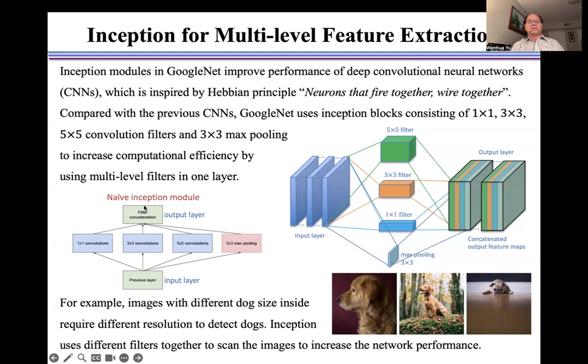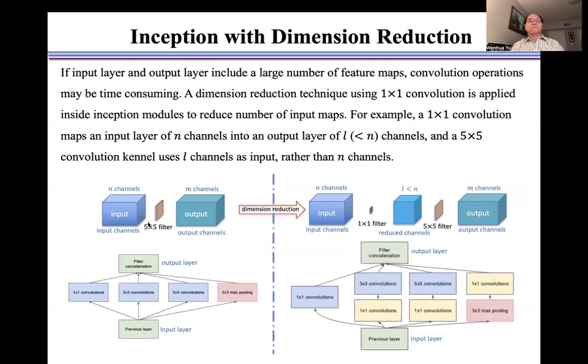This is the naive inception module. This is the input layer, this is the output layer. We use 3 convolution filters and 1 max pool. That is shown in 3D here. For example, images with different dark sizes inside require different resolutions to detect the darks. Inception uses different filters together to scan the images to increase the network performance.